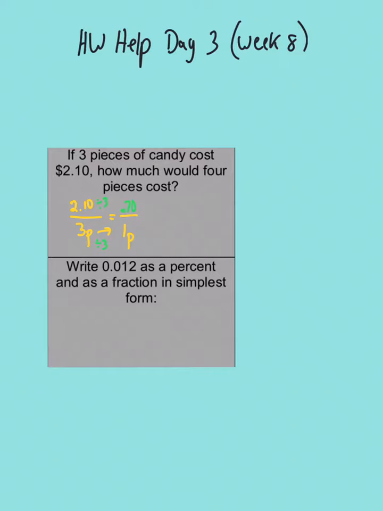Now that I have that, I can figure out what 4 pieces cost by multiplying by 4. So 70 cents times 4, if you type it in, comes out to 2.8, but remember, add your 0, and you get your answer of $2.80.